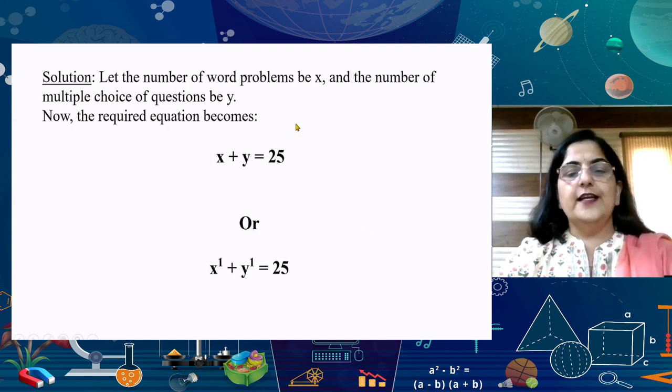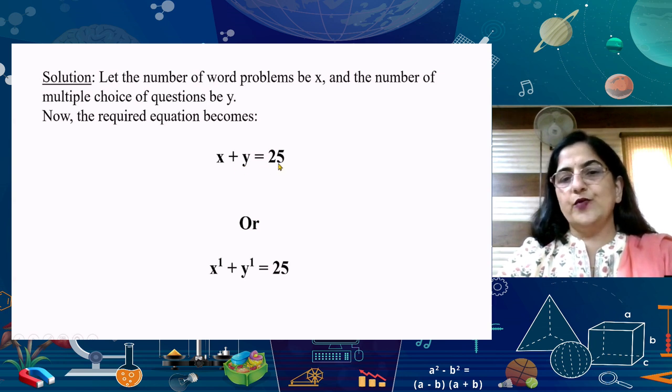We can write, let the number of word problems be X, and let the number of multiple choice questions be Y. So what is the required equation now? X plus Y is equal to 25. So this is now a linear equation in two variables. We also see that the highest power of the variable over here is 1.